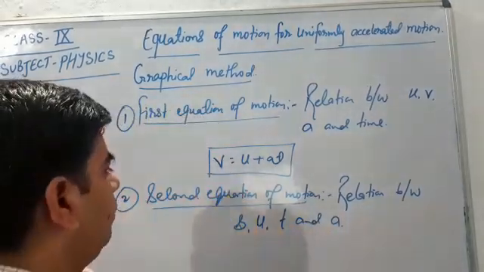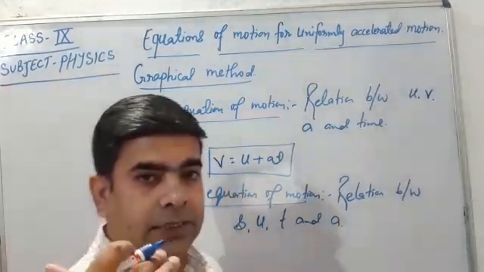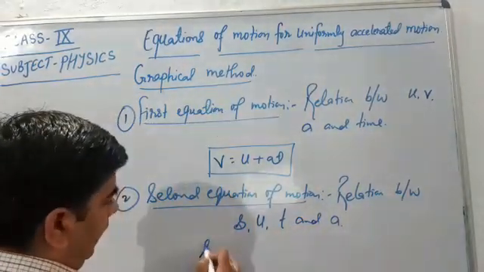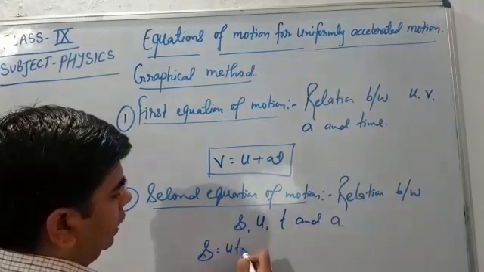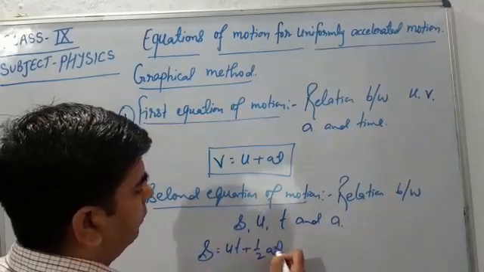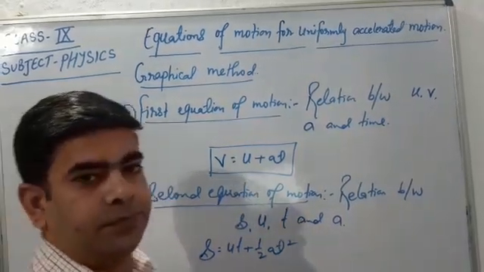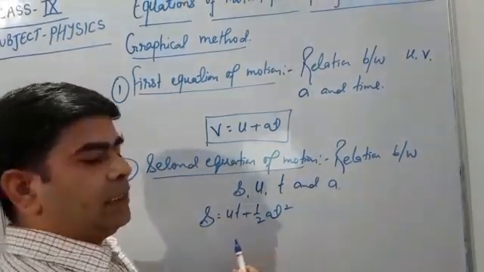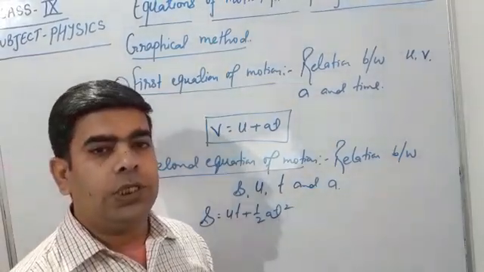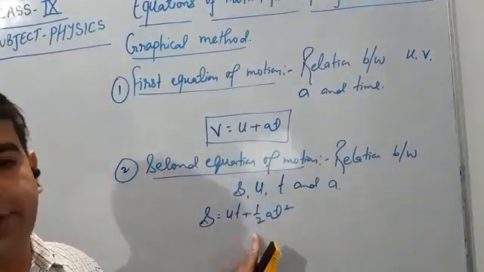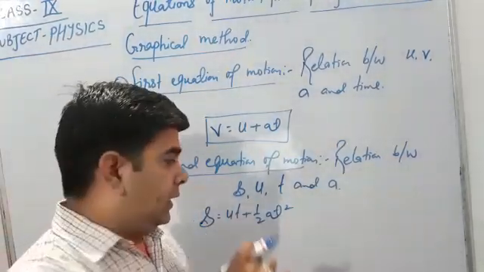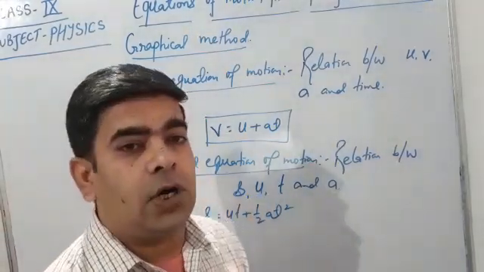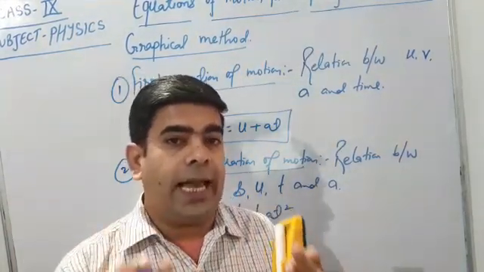This second equation of motion we can write as s is equal to ut plus half at square. This second equation of motion is also known as the position-time relation.